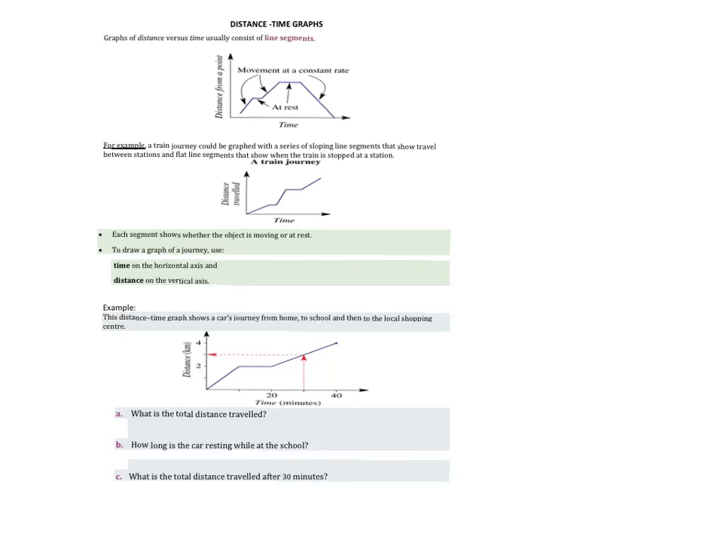Focusing in more closely at a particular type of straight line graph, we're going to be looking at distance time graphs. Distance will always be on the vertical axis, time on the horizontal axis. A distance time graph gives you some idea of the journey taken.